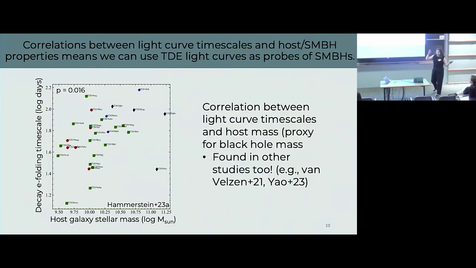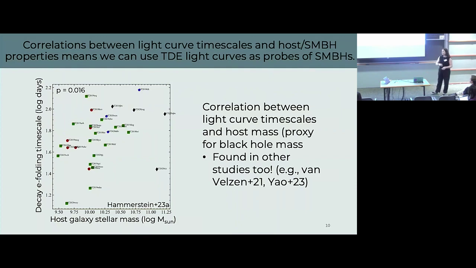So we can take all of those light curves and we can start looking for correlations between the timescales and things like the host galaxy stellar mass, which we have to use generally as a proxy for black hole mass, since we don't have actual black hole mass measurements for a lot of these events yet. So when we do that, we do find some significant correlations. So I'm showing here the decay timescale versus the host galaxy stellar mass, for which we find a significant correlation. And this has been found in other studies as well.